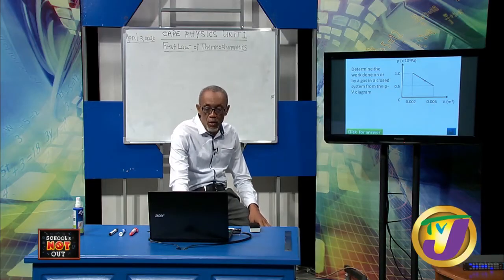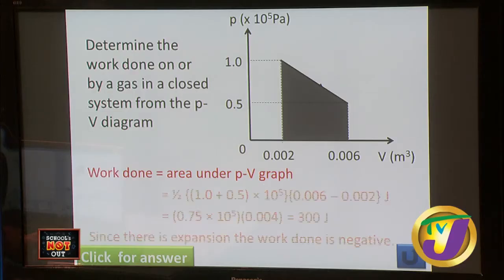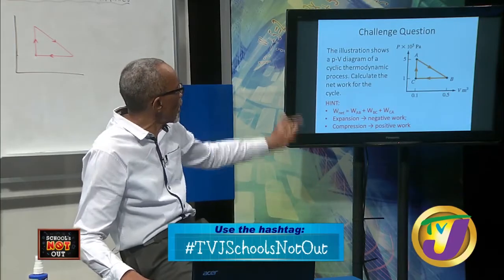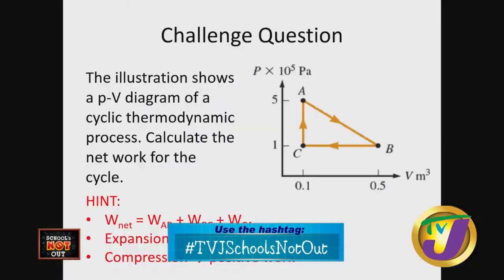Okay, so we'll just look at this answer quickly. So the work done is equal to the area under the graph, and you can do the mathematics, and since there is an expansion, the work done is negative. All right, let's just look at the challenge question that I have given you here.